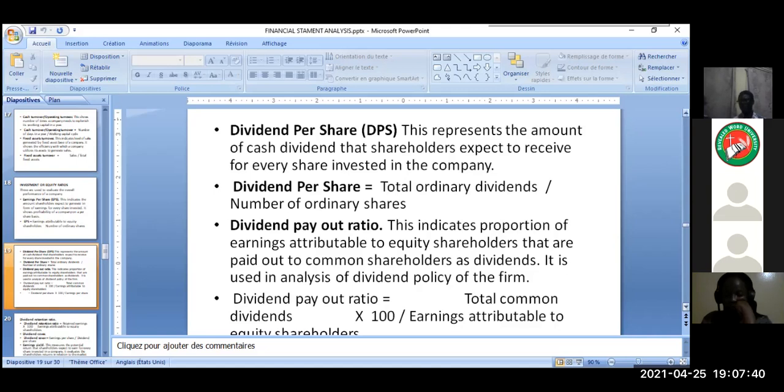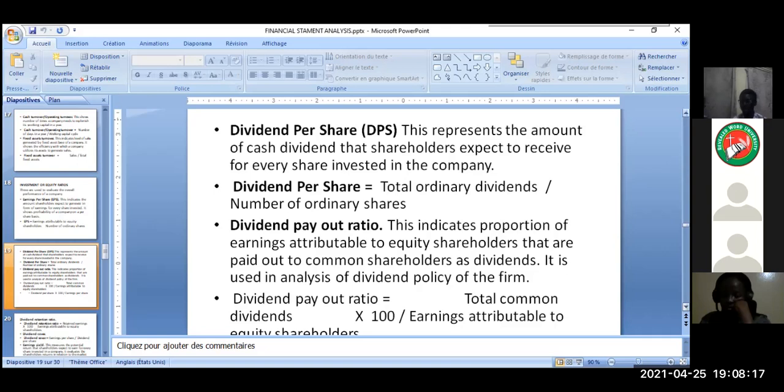Now the formula is as this: total ordinary dividend, and we divide by the number of ordinary shares. We also have another element, which is dividend payout ratio, which indicates the proportion of earnings attributable to equity shareholders that are paid out to common shareholders as dividends. It is used in analysis of the dividend policy of the firm.